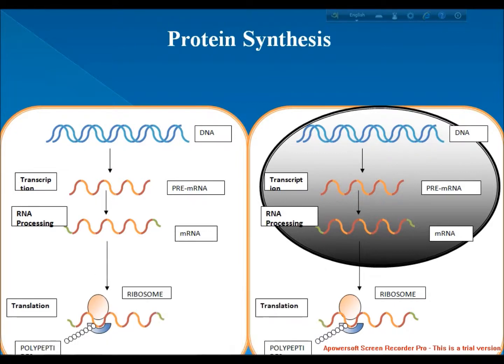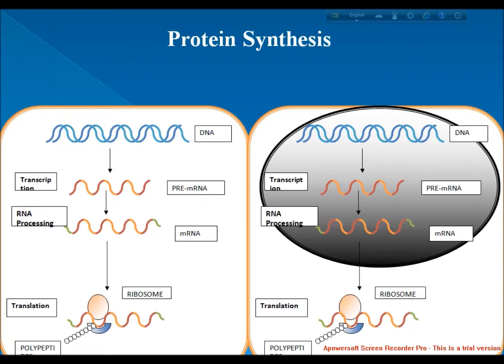At first, during transcription, a molecule of messenger RNA, mRNA, is synthesized according to instructions provided by the DNA. During translation, a polypeptide chain will be produced according to instructions provided by the mRNA.